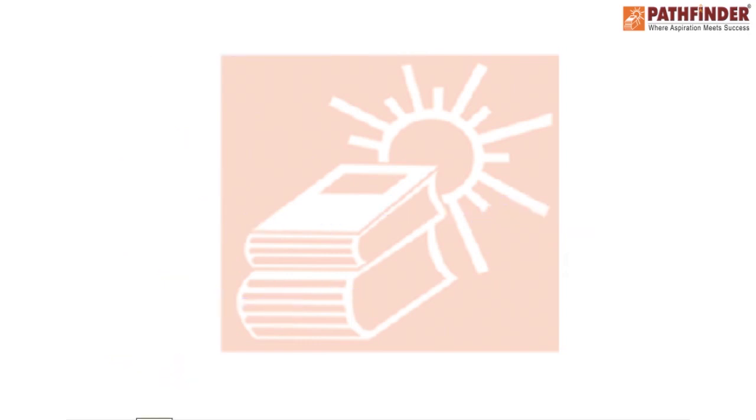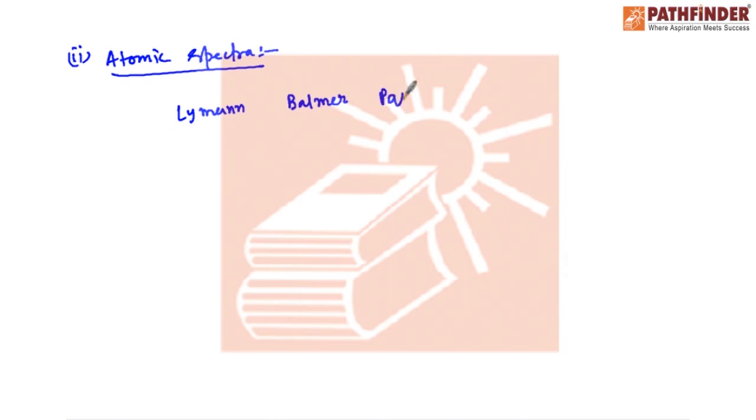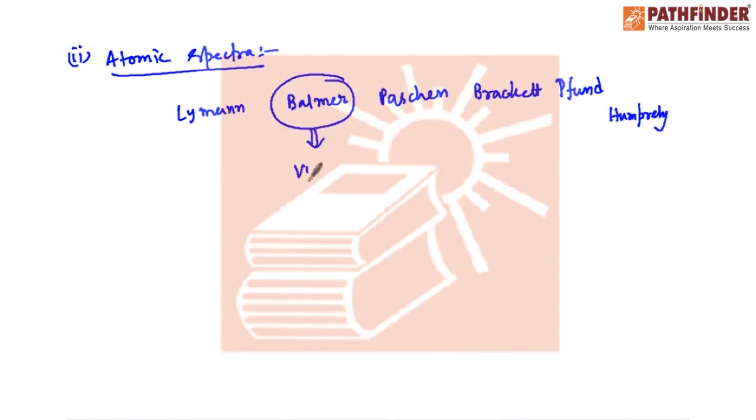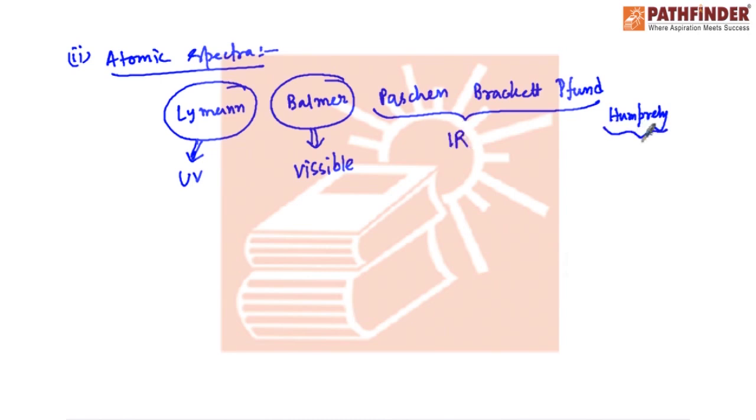Moving to the next topic, we are seeing the atomic spectra. Now in atomic spectra, as you all know, there are several series observed, like the Lyman series, Balmer series, Paschen series, Brackett series, Pfund series, and Humphreys. And we know that Balmer comes in the visible zone, Lyman lies in the UV zone, Paschen, Brackett and Pfund lie in the IR zone, and Humphreys lies in the far IR. IR means infrared. So these are the series of lines that are observed when the hydrogen spectrum is analyzed.